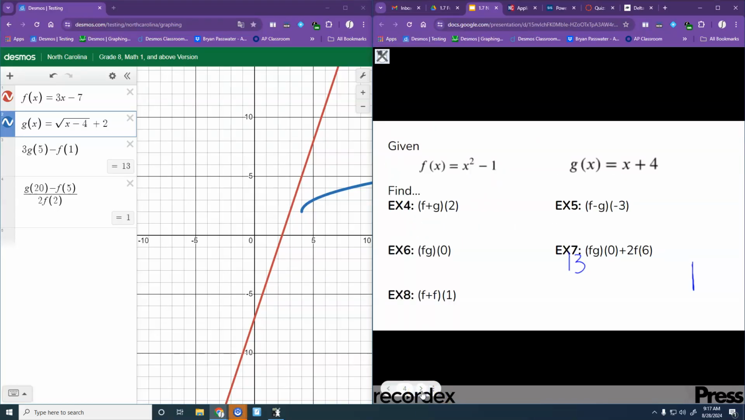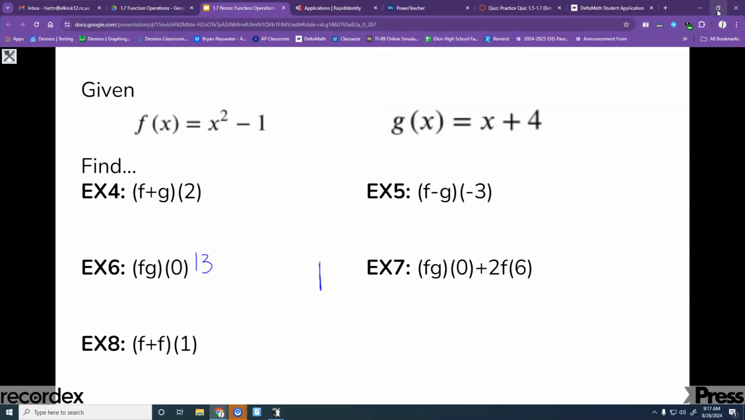Let's go to the next one. Okay. I want to do a couple of these by hand, just for the practice of doing these by hand. But then I'm going to let you guys use Desmos on everything else. Let's do the hardest one by hand, just for practice.